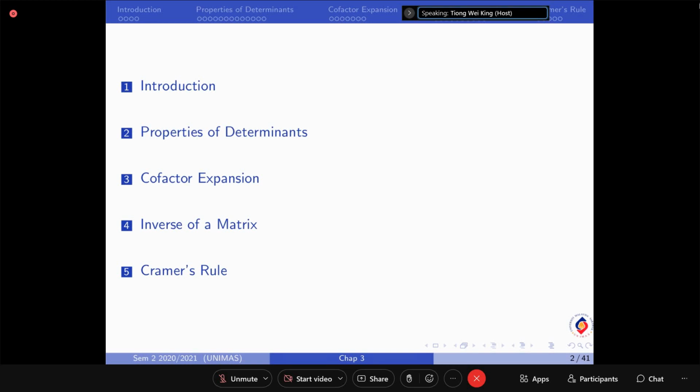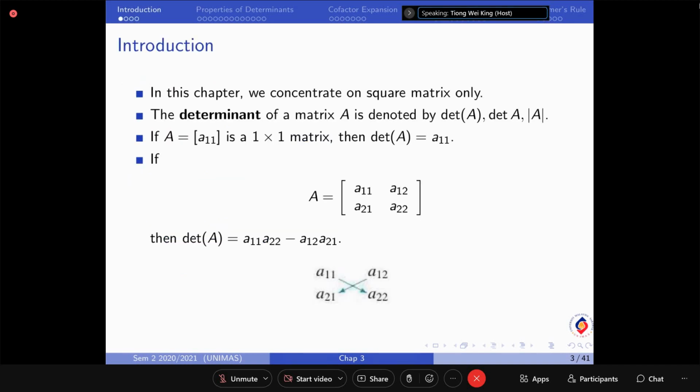The first one is just the introduction, to refresh what you have learned about determinants before. The second one is the properties of determinants, and after that, cofactor expansion. That one you learned already, I think. The fourth one is the inverse of a matrix, and the last one is Cramer's rule. Okay, so we continue with the introduction.